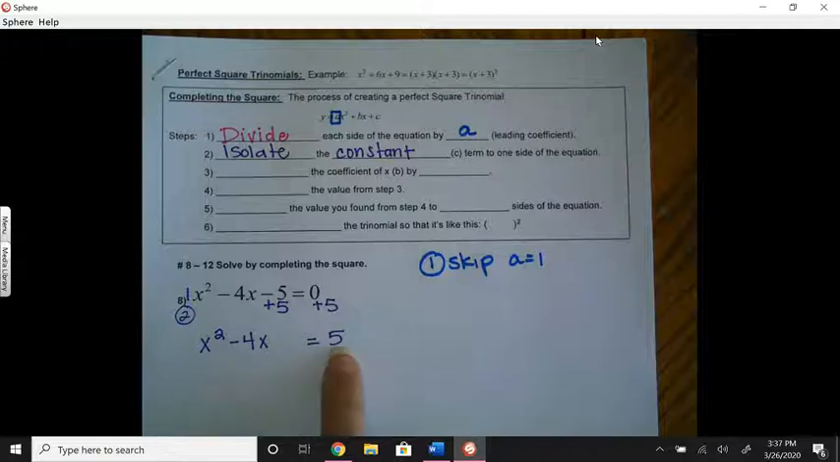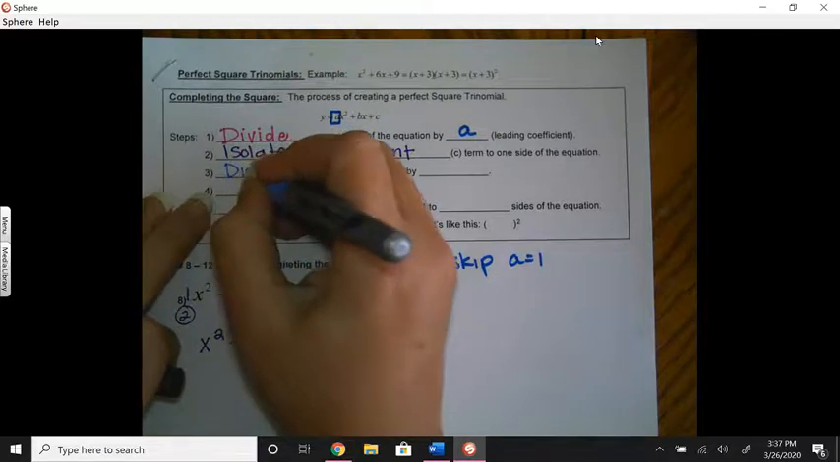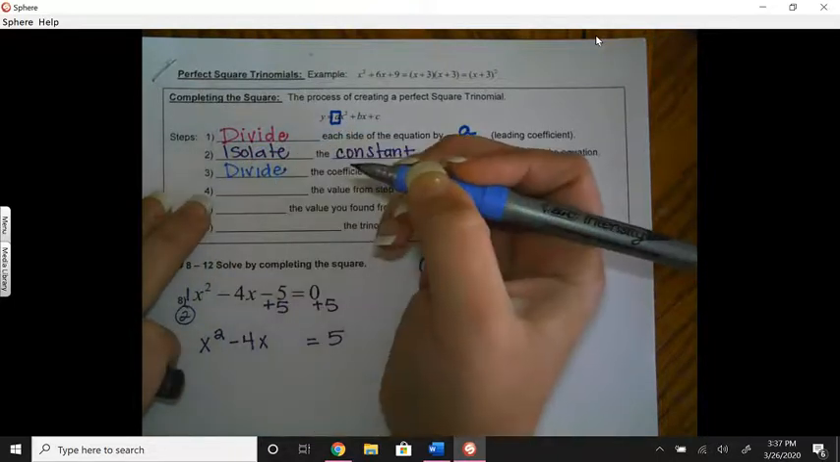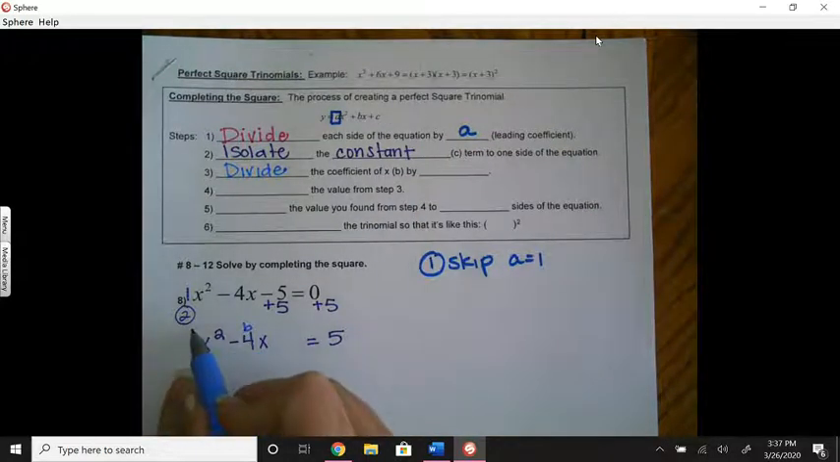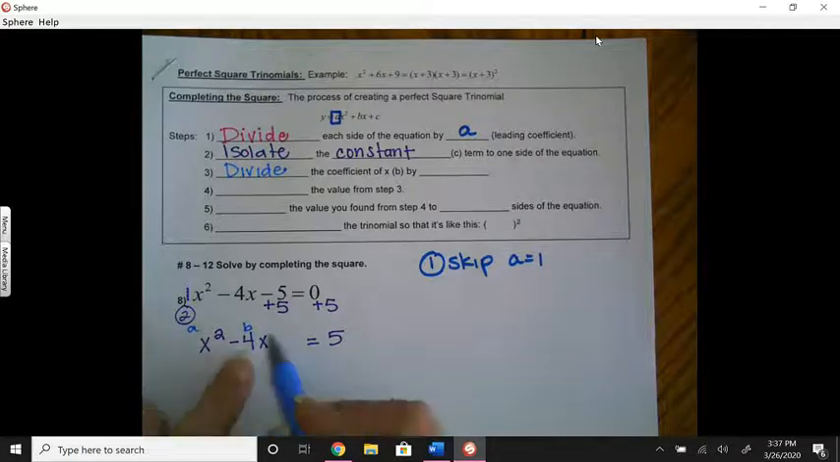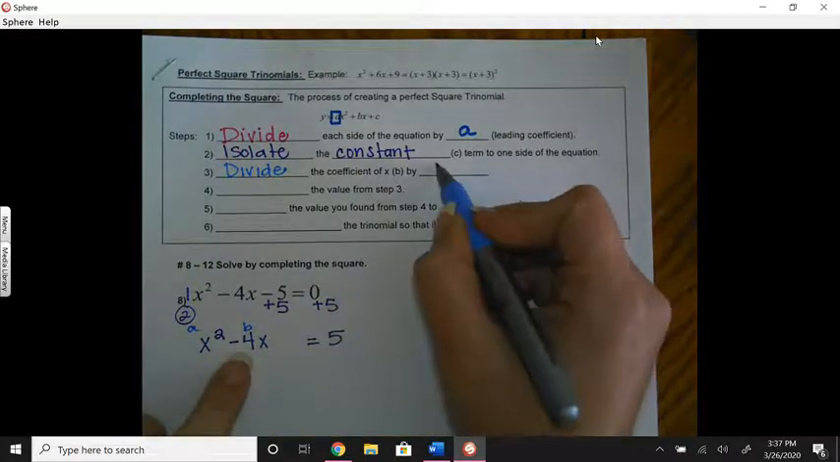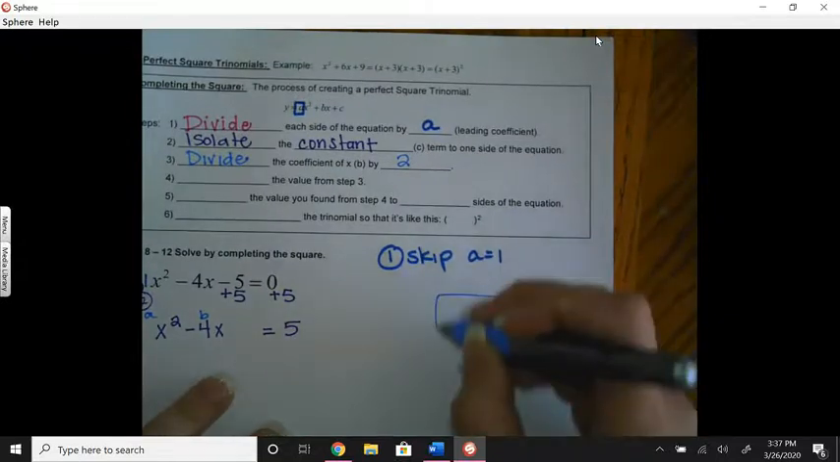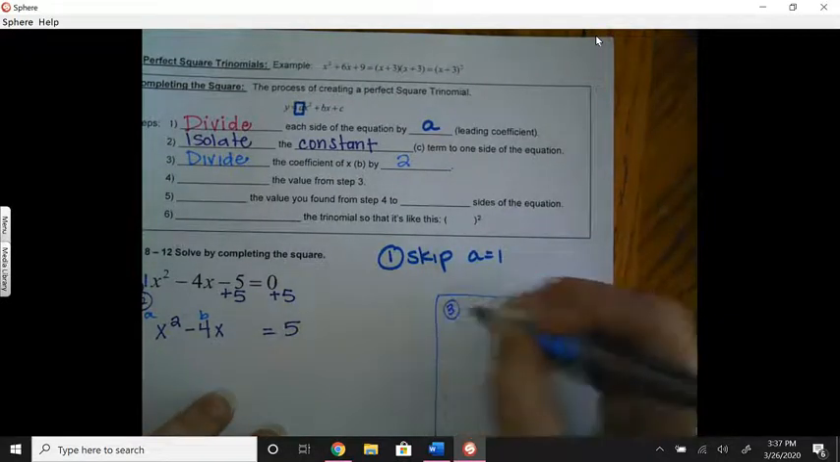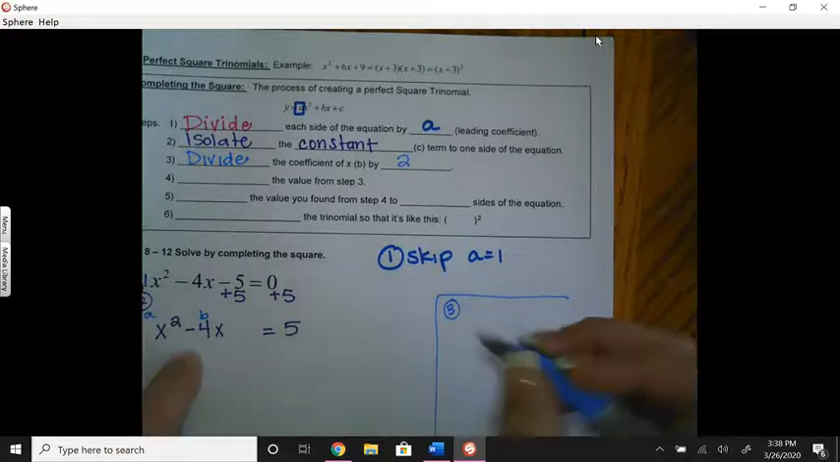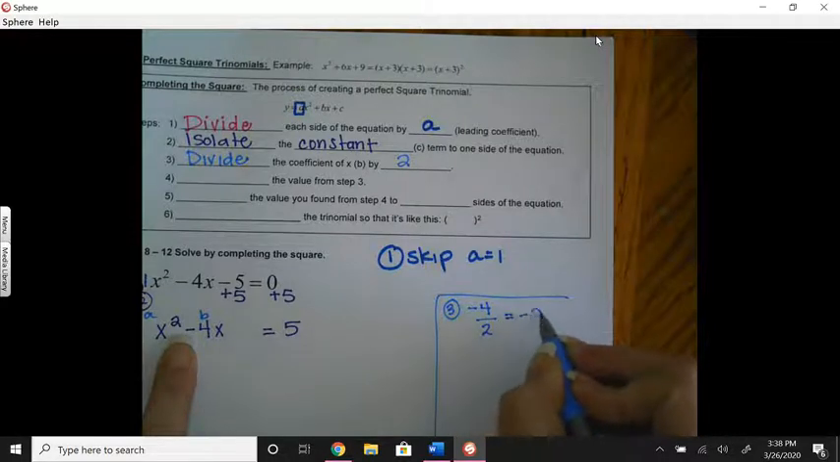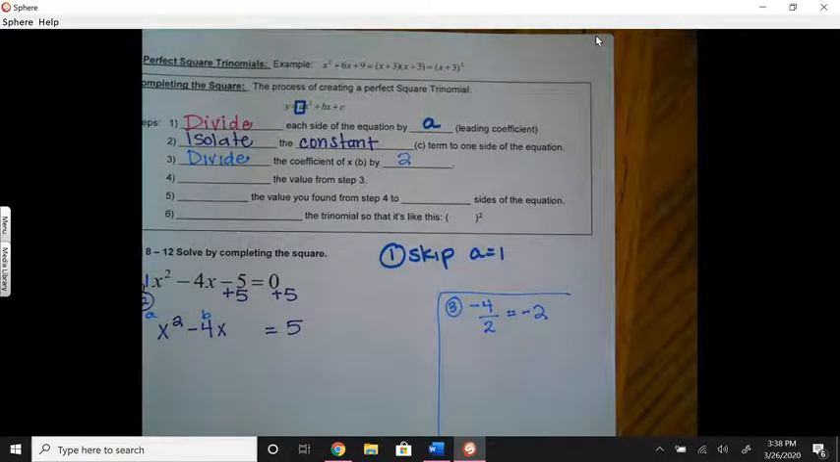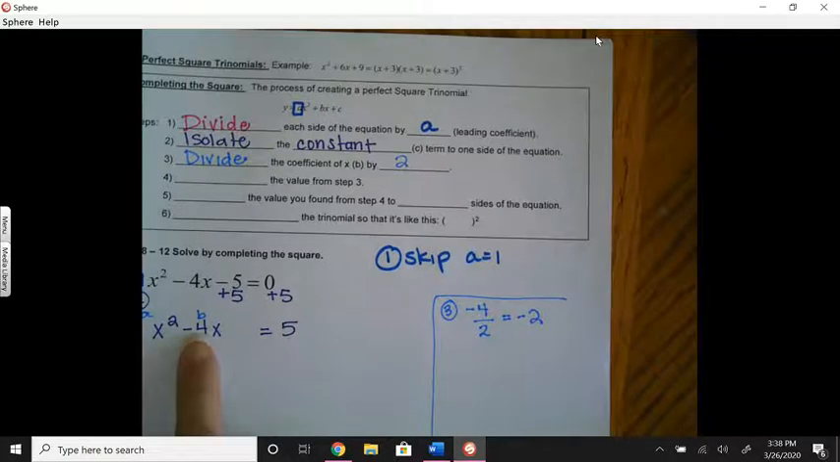Get the constant alone. Then step 3, you're going to divide the coefficient of the x term. So we call this b right here. So this is a and b. So we take the b value here and divide it by 2. So I would recommend on the side, step 3, you write it out. Yes, I know you could probably take -4 and divide it by 2 in your head. Trust me, you want to write it down for the ones that get harder. Okay, so that was step 3. Take this number here and divide it by 2.